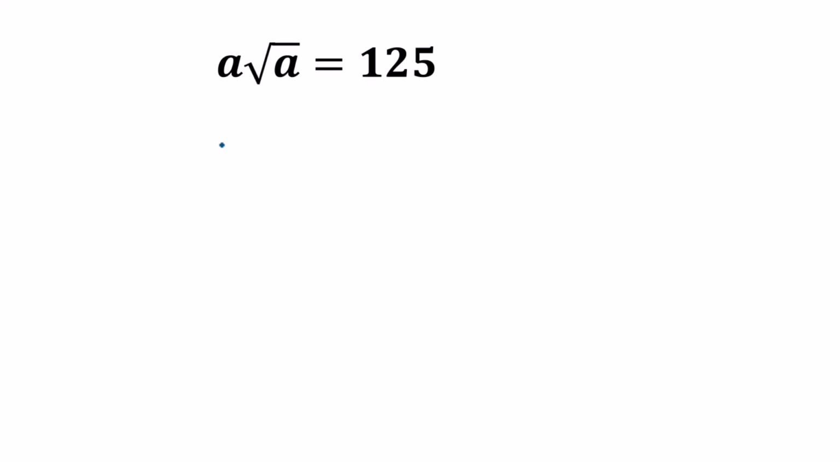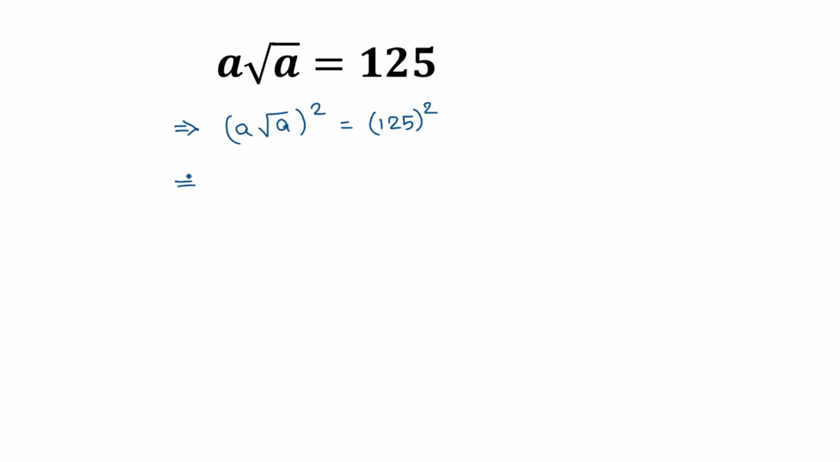Hello everyone. In this video, I am going to show how to find the value of a, where a times square root of a is equal to 125. Taking square on both sides, we will get a times square root of a, whole square, is equal to the right side, 125 whole square.